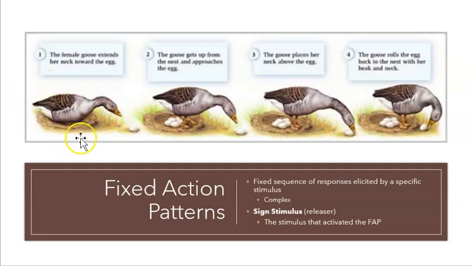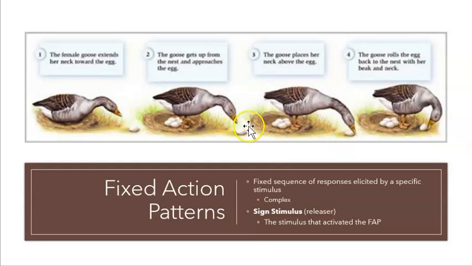So here we've got the female goose in her nest. She sees an egg outside her nest, so she extends her neck towards the egg. She then gets up because she can't get the egg just by extending her neck, so she has to stand up, gets to the egg, puts her neck above the egg, and then rolls it backwards with her beak and neck towards the rest of the eggs. So this is a fixed action pattern. Anytime there's an egg outside of her nest, she's going to do this exact sequence of actions to get that egg back in her nest.